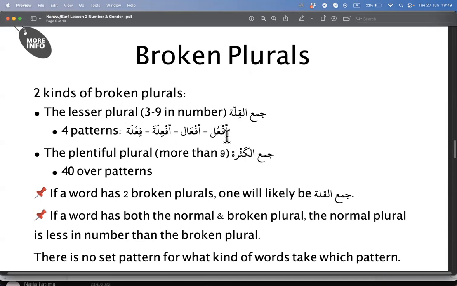You don't memorize them like af'ul; you memorize them by the example. Af'ul, the example is anfus, as in the Quranic word anfusakum. The second one is af'al, anhar, as in tahtihal anhar. Then we have af'ilah, as in af'idah, a word in the Quran. And the last one is fi'lah, the word fityah.